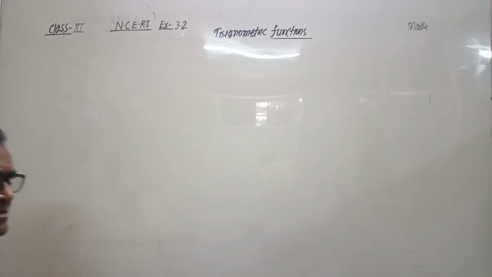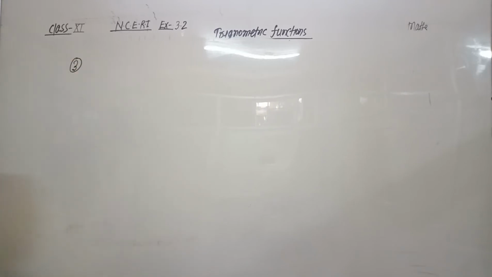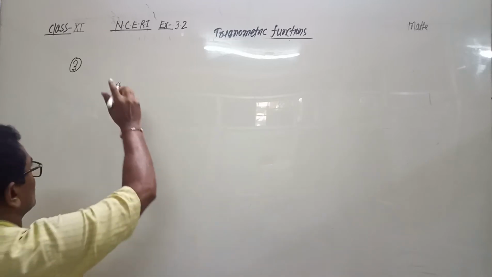We continue exercise 3.2 of trigonometry. In the previous video, the last question which we have completed was question number 2. Now we see the third question. Question number 3. We are given cot x equals 3/4.